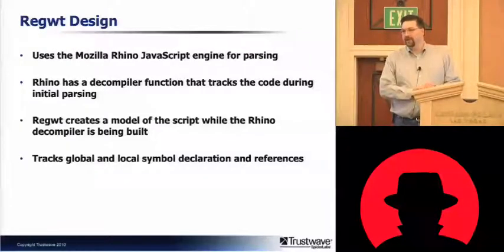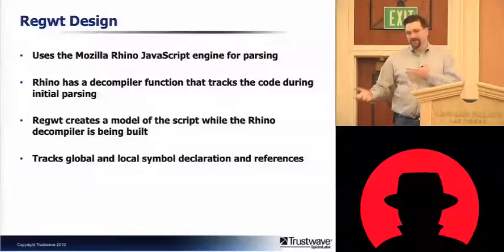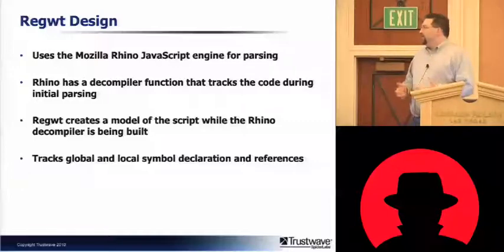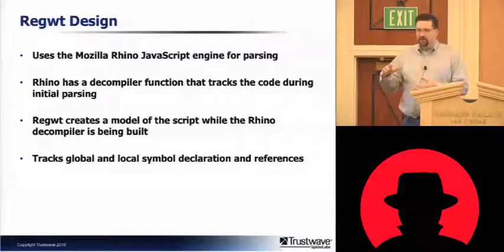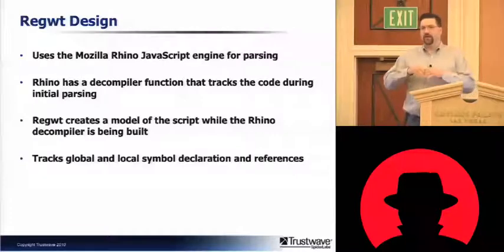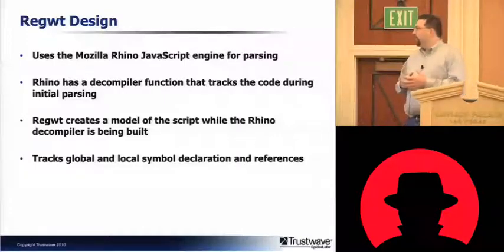It's not written like Java, it's written like C, but in Java. Rhino, though, has a decompiler function that tracks the code while it's parsing it, which is very handy for what I was working on. So basically, I built on top of the decompiler so that a code that would generate a model of the JavaScript that was coming from the server.